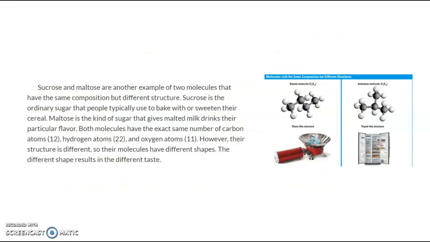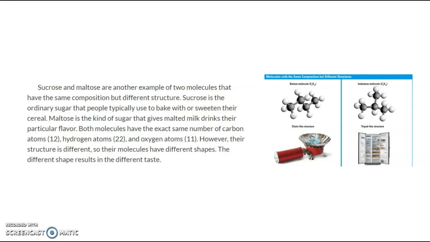So you can see in this image that butane and isobutane have the same composition. They both have 4 carbons and they both have 10 hydrogens, but the structure is different, so they look different. They're arranged in a different way, which makes the 2 different molecules, which creates the 2 different types of matter. So back to the reading.